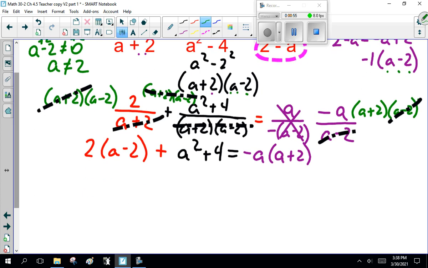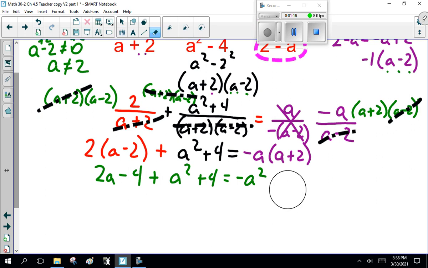Anyway, we're back to the equation we started on. We simplified it by multiplying by the common denominator, a plus 2 times a minus 2, and we got this mess. Now simplifying, 2 times a is 2a, 2 times minus 2 is minus 4, plus 4 equals minus a times a, which is minus a squared, minus a times 2 is minus 2a.